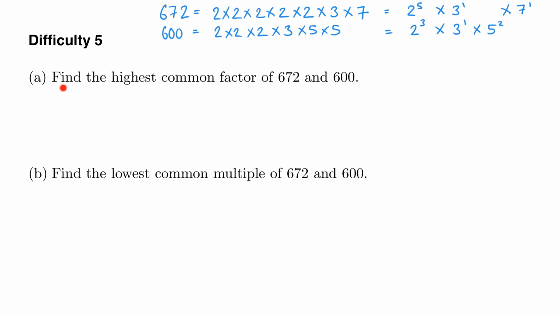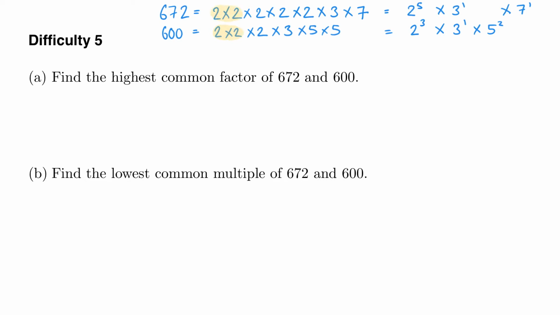Now let's think about finding the highest common factor of 672 and 600. Straight away we can see that 2 is a common factor. Now, it's not the highest, but it is a common factor. 2 clearly goes into 672 and 600, and we can see that because we've got a 2 in these products here and here. It's not the highest though, because what if I considered 2 times 2 like that?